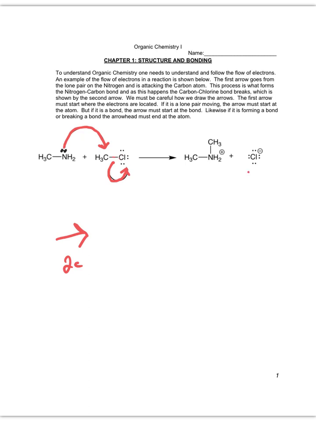So that gives us the chlorine with 4 lone pairs around it, and 4 lone pairs gives the chlorine a negative charge, the nitrogen with a positive charge.